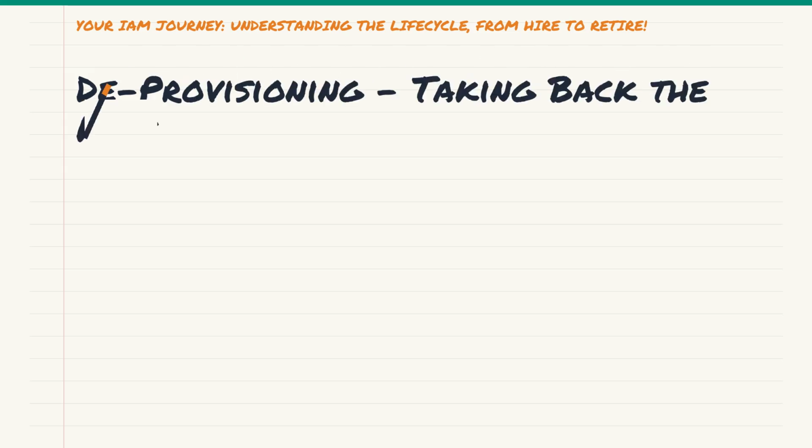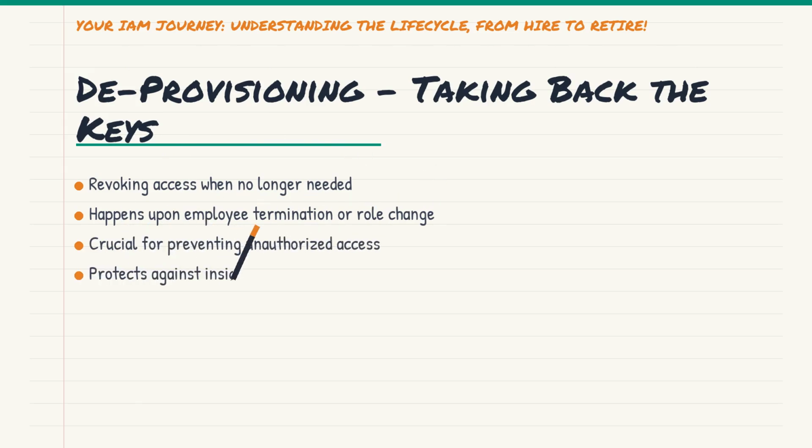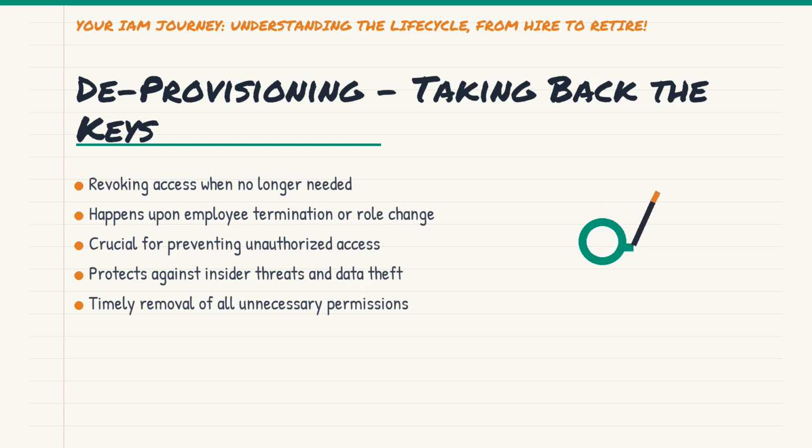Just as important as giving access is taking it away, which is called deprovisioning. This happens when an employee leaves the company, changes roles, or no longer needs access to a particular system. Deprovisioning is the process of promptly revoking all unnecessary or inappropriate access rights. Think about an employee leaving the company. You wouldn't want them to still have access to your sensitive files from home a week later. This step is absolutely critical for security, preventing unauthorized access by former employees or malicious actors using their old credentials.